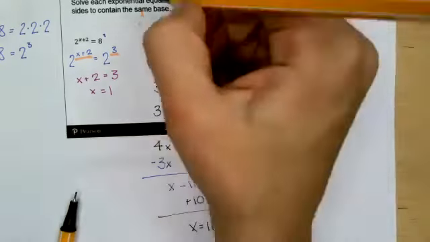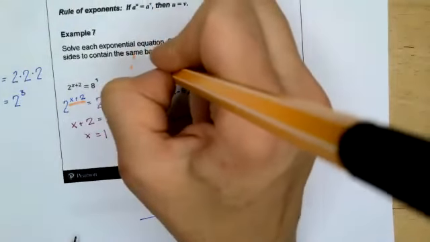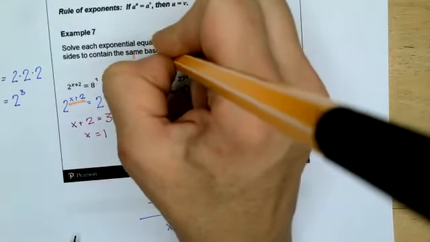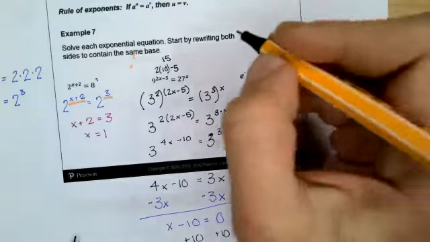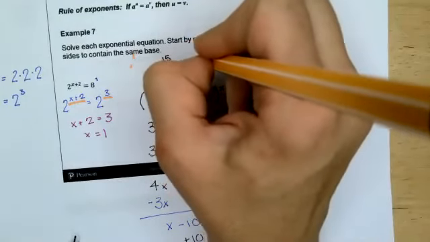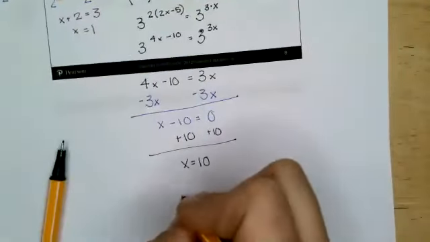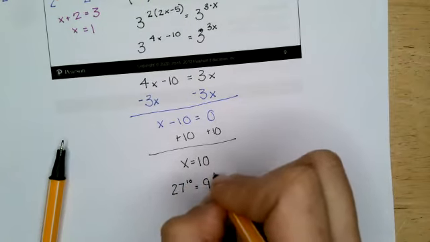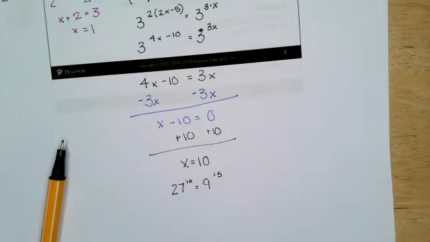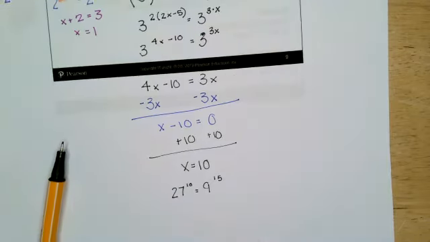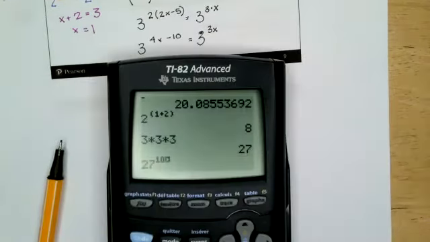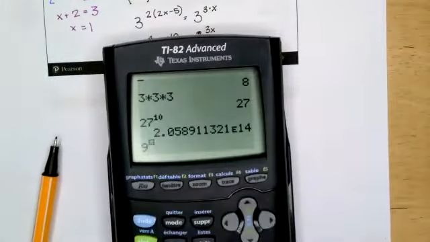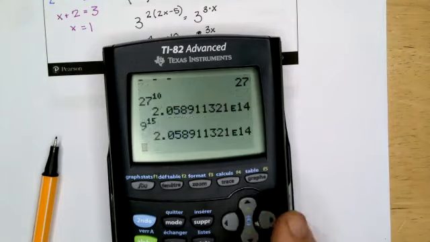Now you can check that. 2 times 10 minus 5 would be 15, right? Is 9 to the power of 15 the same as 27 to the power of 10? So does 27 to the power of 10 equal 9 to the power of 15? That's how you would check it. Yeah, there you go.